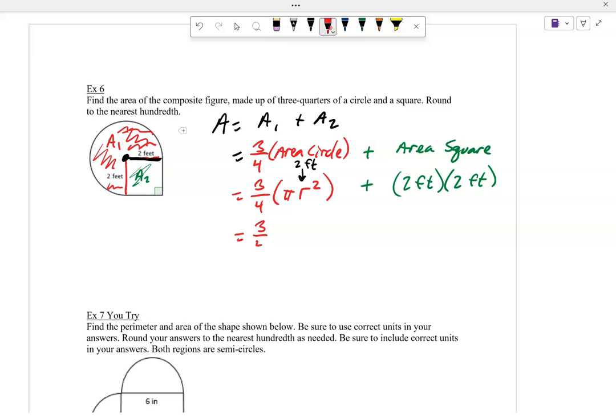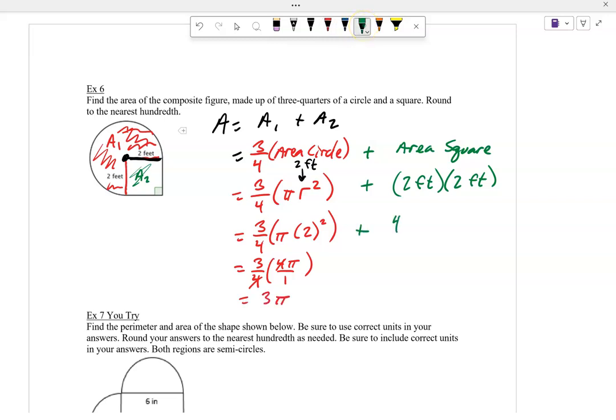So we got 3/4 times pi. My radius here is 2 feet squared. So 2 squared is 4. So I got 3/4 times 4 pi. I could put that over 1, see how my 4's cancel. I end up with 3 pi here.